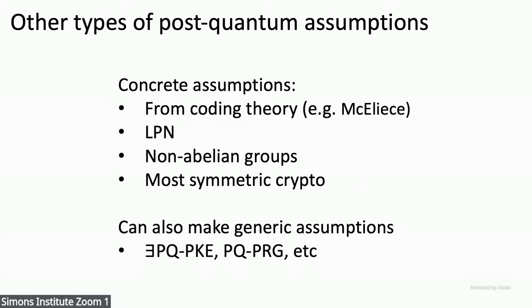Okay. That's about it for the concrete post-quantum assumptions I want to talk about. There are a bunch of others. There are assumptions from coding theory. There's learning parity with noise. There are crypto systems based on non-abelian groups. This is a different way to constrain the structure of Diffie-Hellman while avoiding Shor's algorithm. And as I said before, most of symmetric crypto seems safe. And then you can also make generic assumptions. Usually you'd want to instantiate these generic assumptions from some concrete assumptions, but for the purposes of doing crypto, you can make the assumption of post-quantum PKE, post-quantum PRGs, etc.